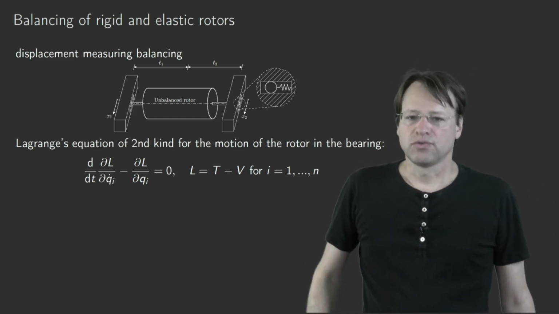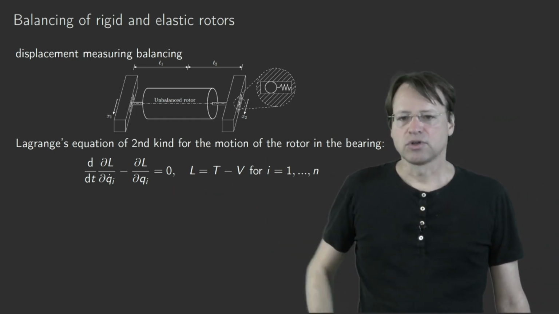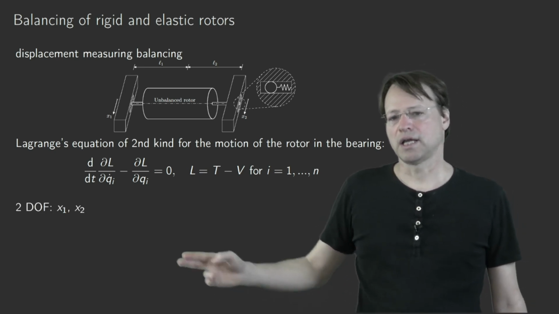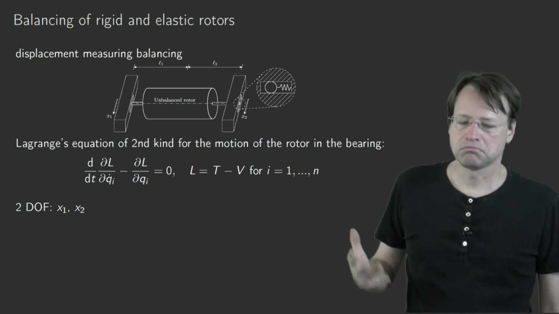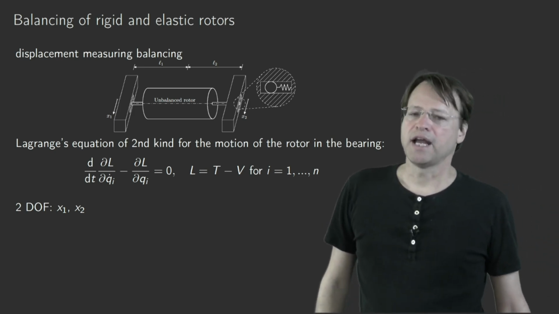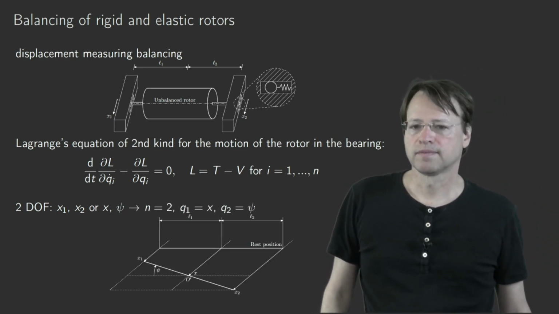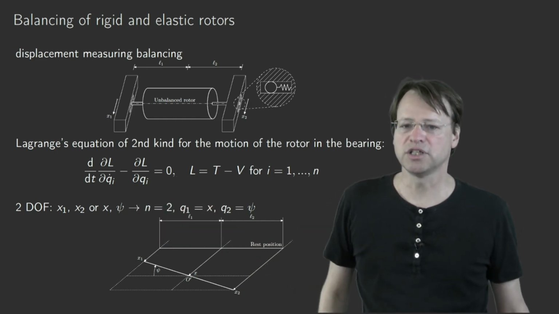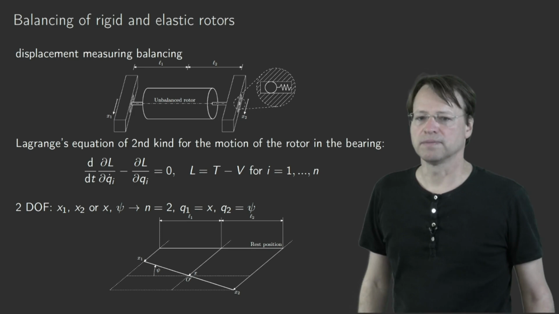For the 2 degrees of freedom, or for our generalized coordinates q sub 1 and q sub 2, we have the choice. We can choose x sub 1 and x sub 2, which is quite obvious here. And we can also choose, as I said at the beginning, some linear displacement and some rotation here. The situation is shown here.